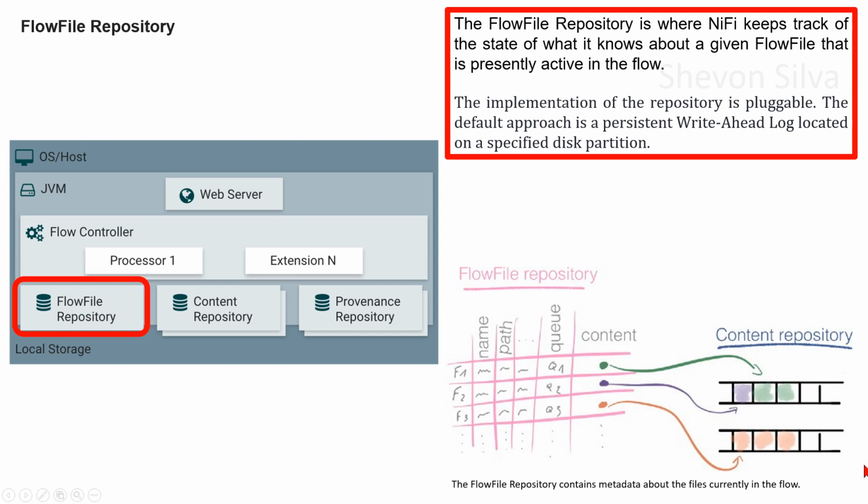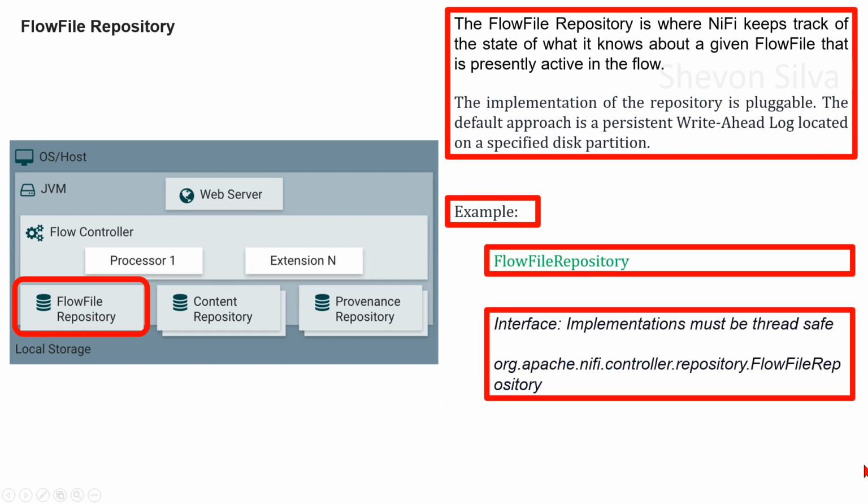The FlowFile repository gives us the most current state of the flow, thus it's a powerful tool to recover from an outage. NiFi provides another tool to track the complete history of all the flow files in the flow. The provenance. As an example, we can consider the interface FlowFile repository.